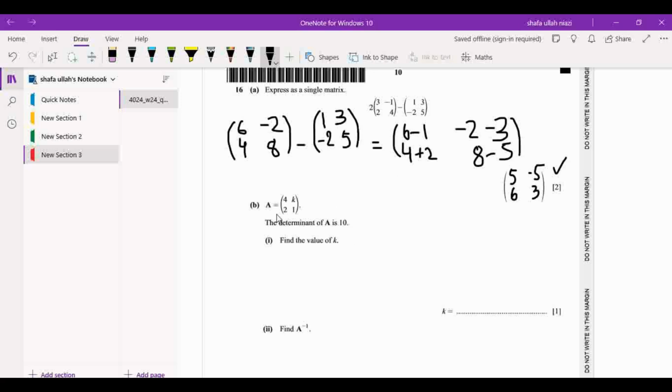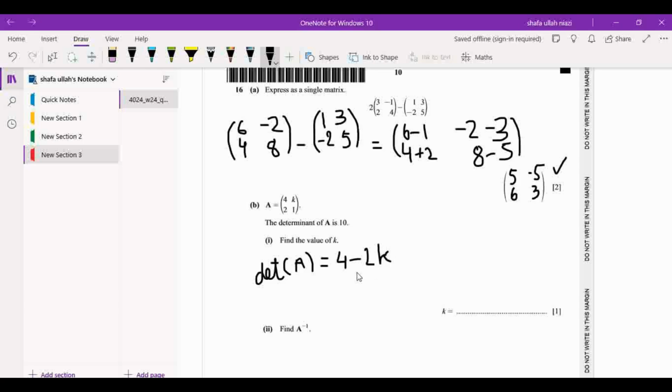Next, the eighth matrix is given, the determinant is 10, and we have to find the value of k. Determinant is 4 into 1 into 2, so we write determinant of A is equal to 4 into 1 is 4, minus 2 into 1 k is 2k, so determinant will be 4 minus 2k.